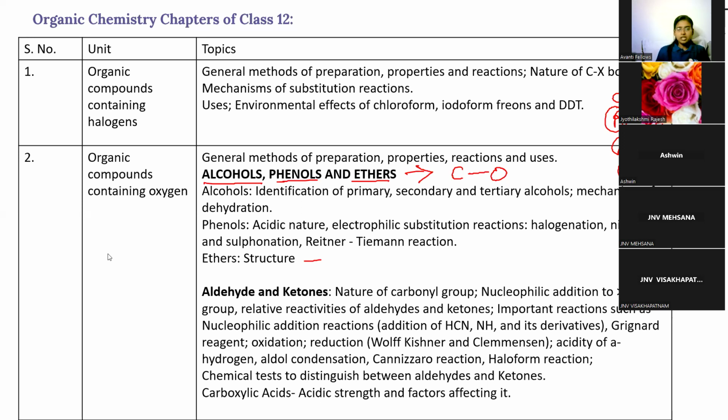Then coming to aldehydes and ketones. This is the second half of the lesson. In aldehydes and ketones, a carbon-oxygen double bond will be present. If I'm having R and H, this is an aldehyde. If I'm having R and R, if both the groups are alkyl groups, then it is a ketone. So here a carbon-oxygen double bond will be present.